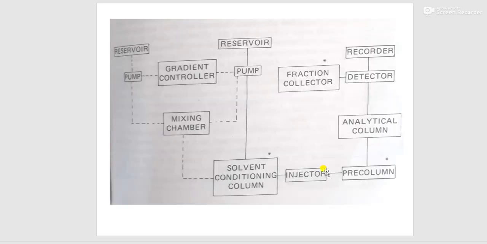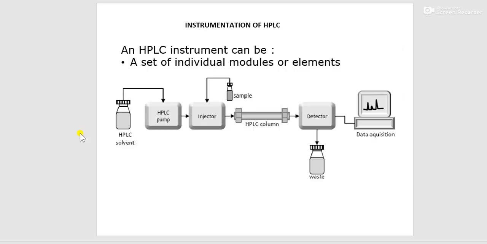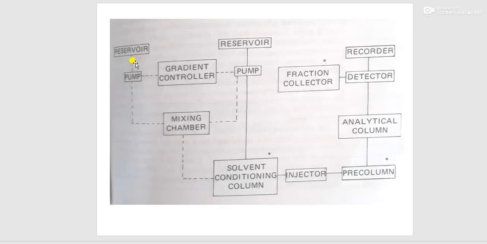This is another schematic diagram of an HPLC chromatograph. You have a reservoir; here I have shown only one reservoir. This is a binary system, so you have two reservoirs for mobile phase, and there are two pumps. Here there is a gradient controller; in our next slide we will learn what a gradient controller is. And there is a mixing chamber. Now what is the role of this mixing chamber?